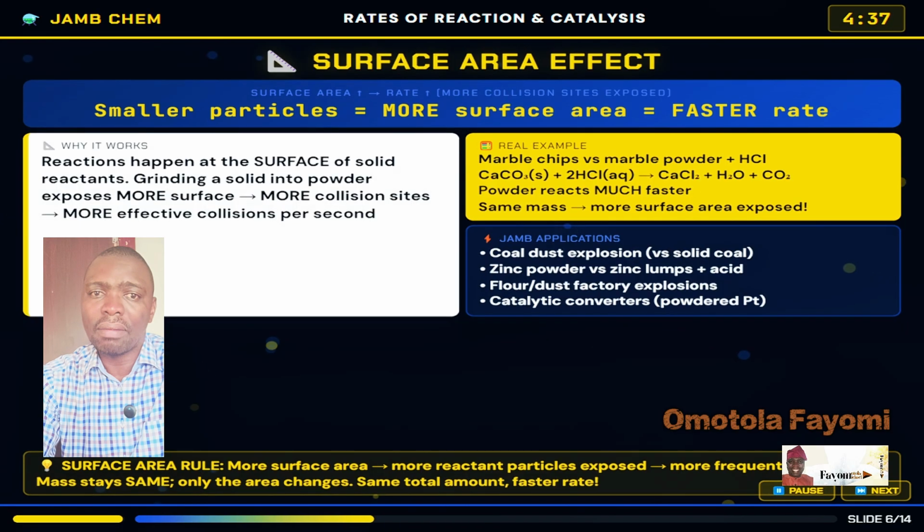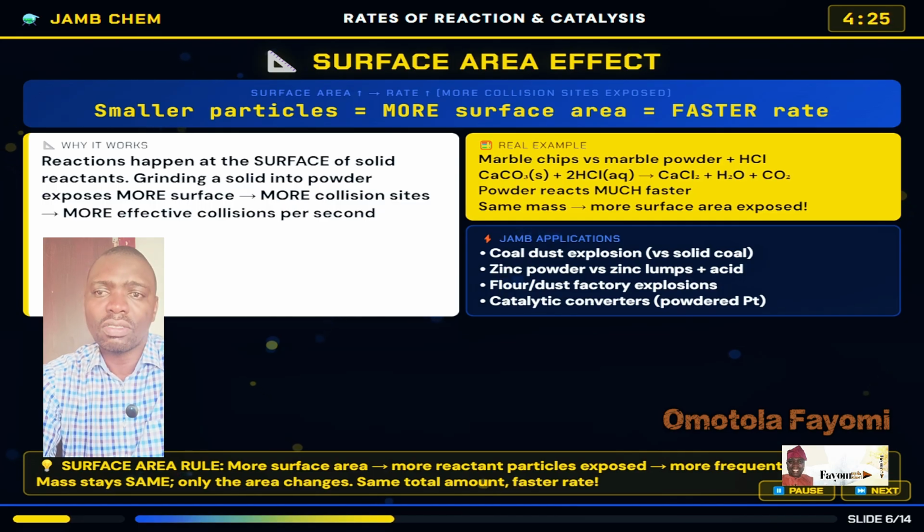More surface area means more sites where collision can occur, means more effective collisions per second, means faster reaction rate. The classic JAMB example is marble chips versus marble powder reacting with hydrochloric acid. Both samples have the same mass, but the powder reacts dramatically faster. The JAMB real-world applications are fascinating. Coal dust can cause devastating explosions in mines, while solid coal burns relatively slowly.